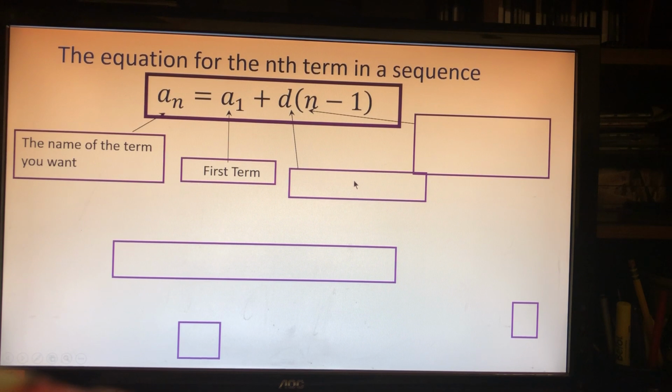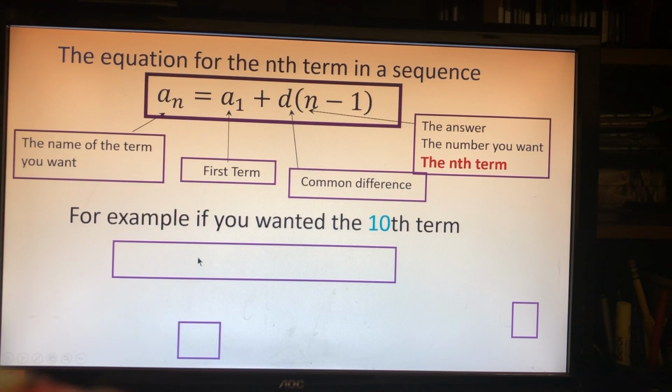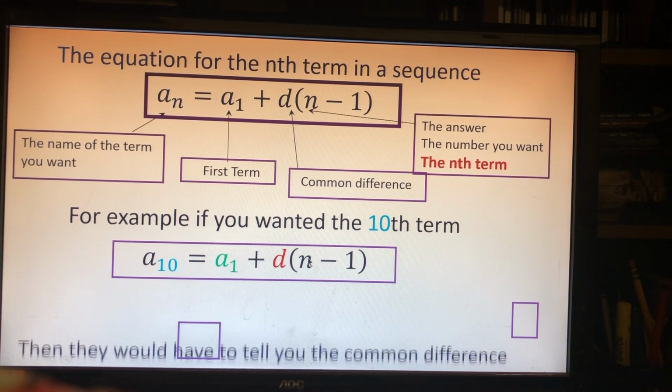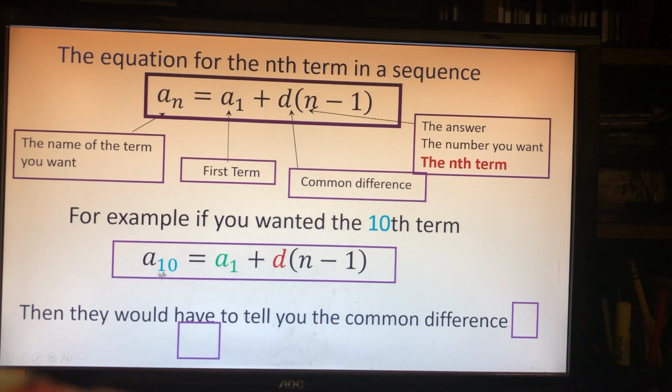D is the common difference. In the example we were working with, D was 5, but it could be whatever it is. And n is the number that you want, the nth term. For example, if I want the 10th term, well, I would write 10 everywhere I see the letter n. I would actually put a 10 in there.